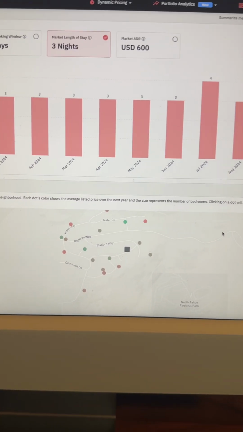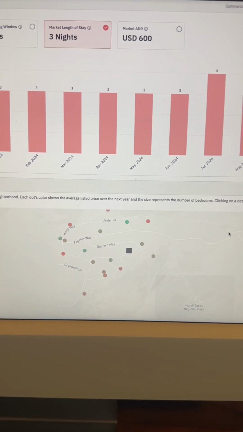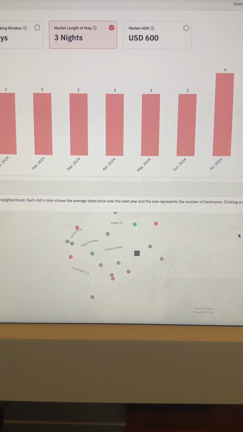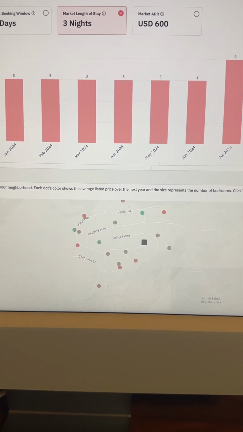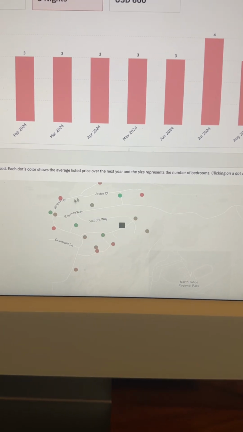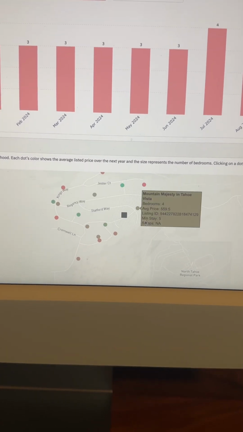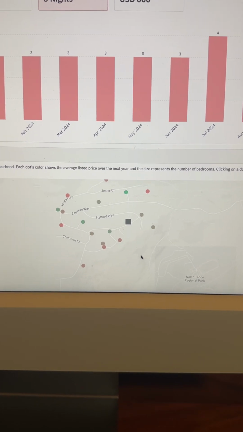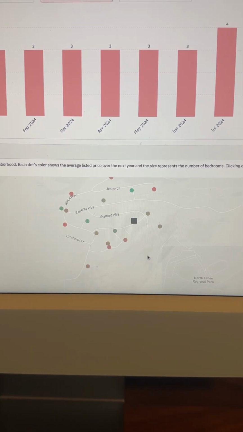So please understand, we are playing the long game, and it's not going to happen overnight. It is going to happen, though, I can guarantee it, because with this very stiff competition within 2 to 3 block vicinity, I can guarantee you most of these folks are just on Airbnb.